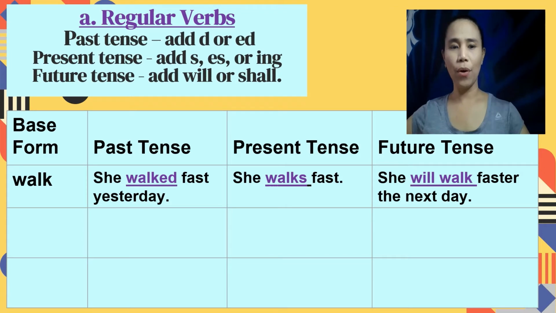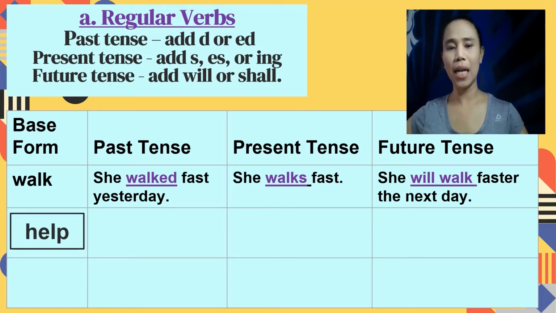The base form example is walk. So in the past tense, we can say she walked fast yesterday. So notice that we added ed on the base form, which is walk. On the present tense, we can just add s, so we can say she walks fast. On the future tense, she will walk faster the next day. So we added will.